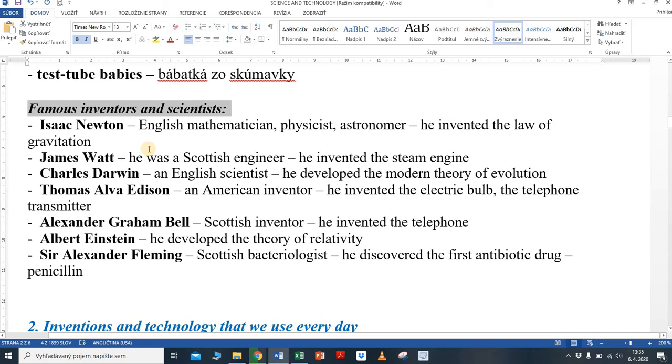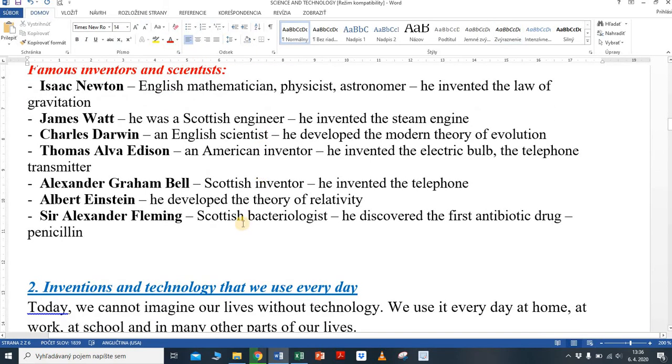The famous inventors and scientists include Isaac Newton, James Watt, Charles Darwin, Thomas Alva Edison, Alexander Graham Bell, Albert Einstein, or Sir Alexander Fleming. Be it the steam engine like the basic assumption for the modern mass production, or Charles Darwin, who came with the theory of evolution. Edison, who invented the electric bulb. These are the most famous inventors and scientists over the past 300 years that have contributed to widening the perspectives of human knowledge and science.